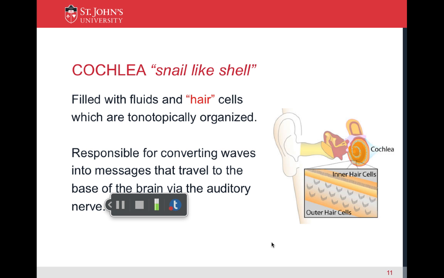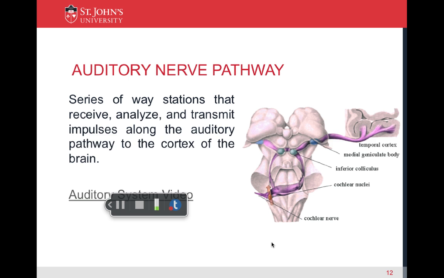So your cochlea is your hearing organ. It's this snail-like shell that's filled with these hair cells. They're not really hair cells, but they're projections that help process sound, and they convert waves into messages that travel to the brain via the auditory nerve. Your auditory nerve has these series of way stations where sounds are processed and shared all the way up to your auditory cortex. And here's a quick video on the auditory system.